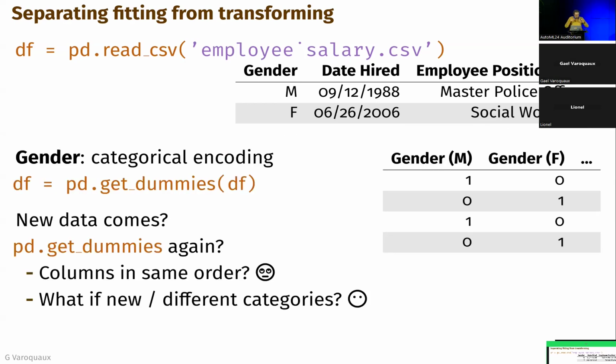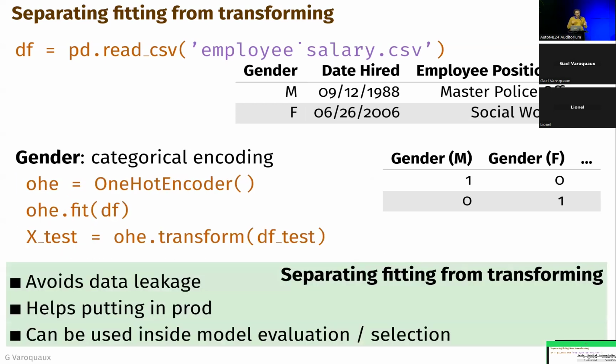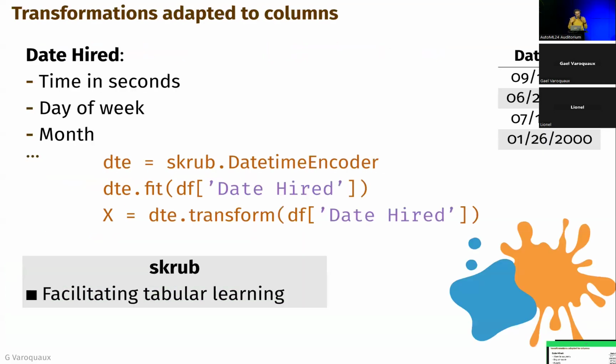Once again, I can do things like categorical encoding using pandas, but if new data comes in, what if I sorted to get the new orders of the columns, what if there is a new category, a different one? So you know this, we don't do this, we use one-hot encoder rather than using a pandas get_dummies, because it ensures all these things. So that's really, really important, and that's what skrub provides for all kind of other transformations.